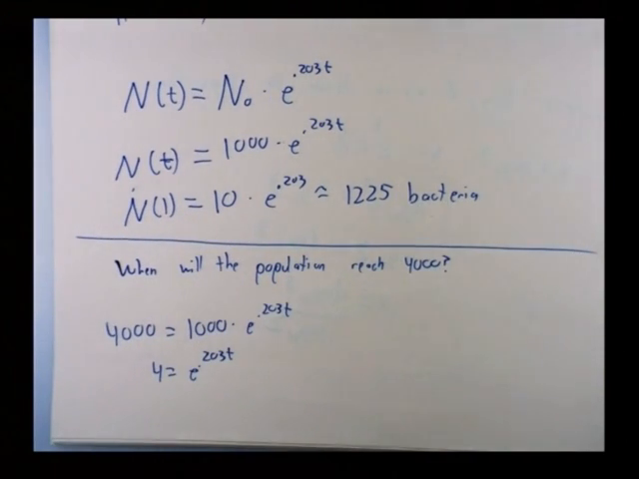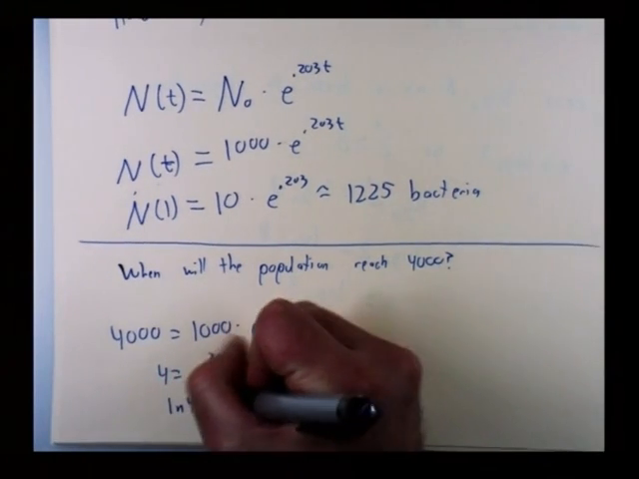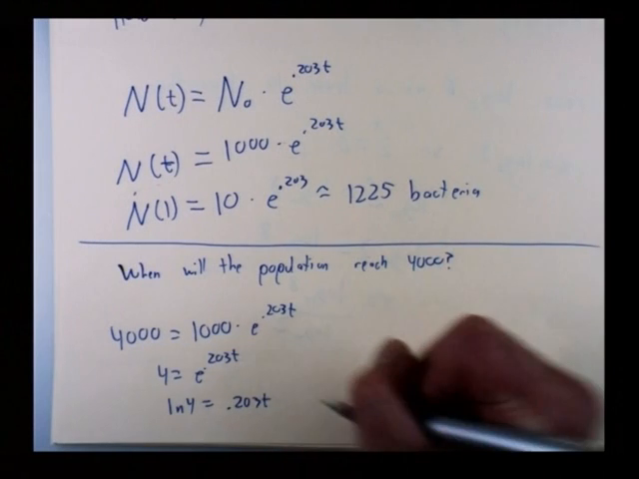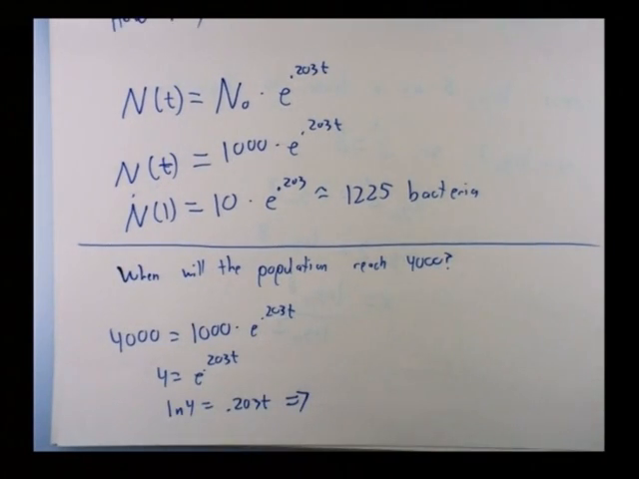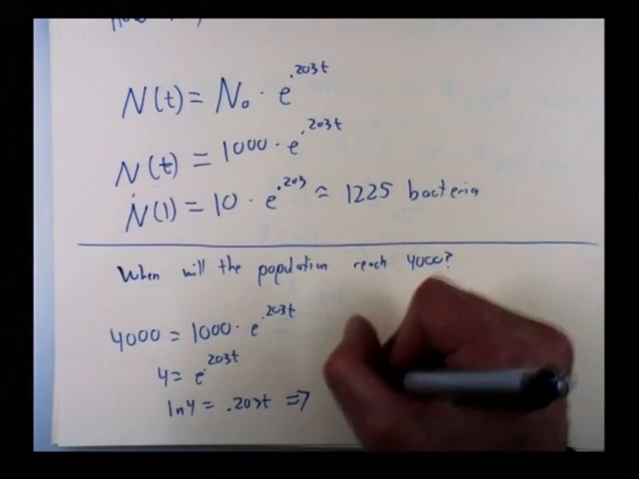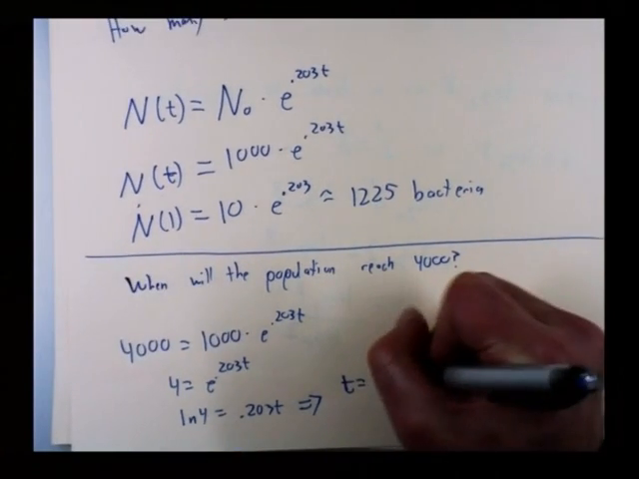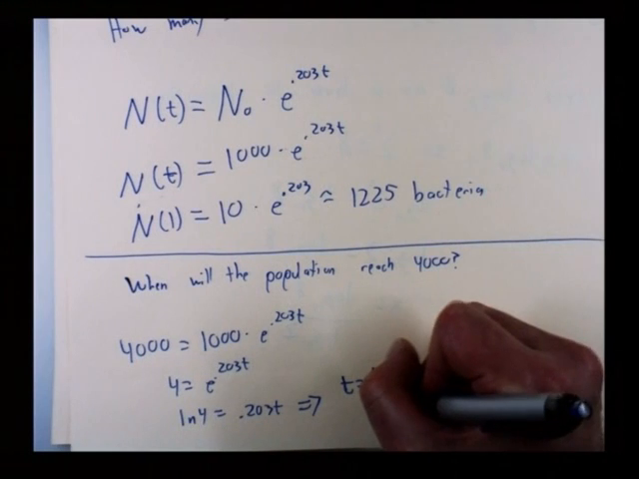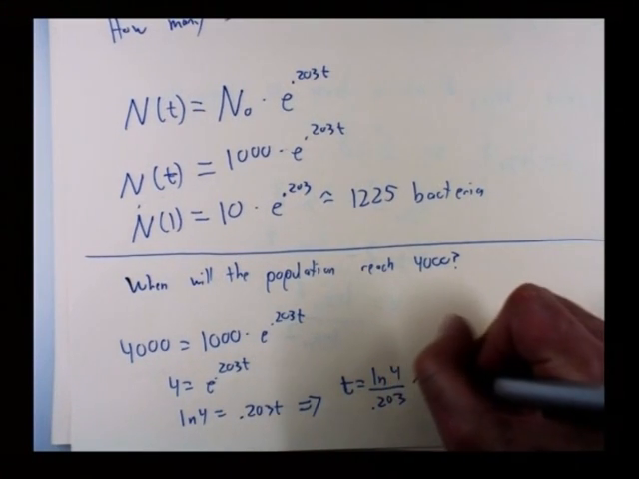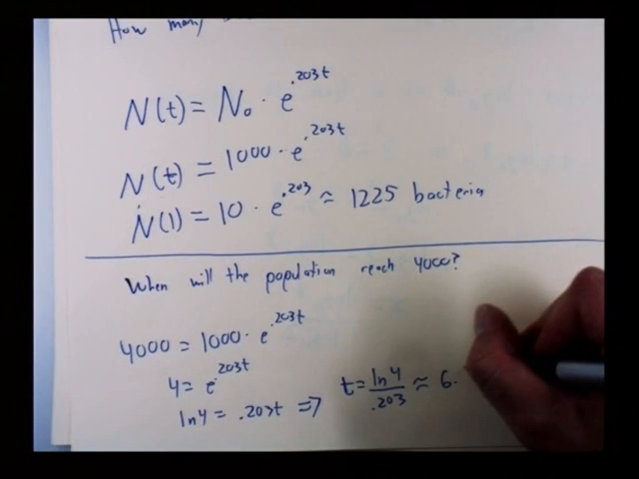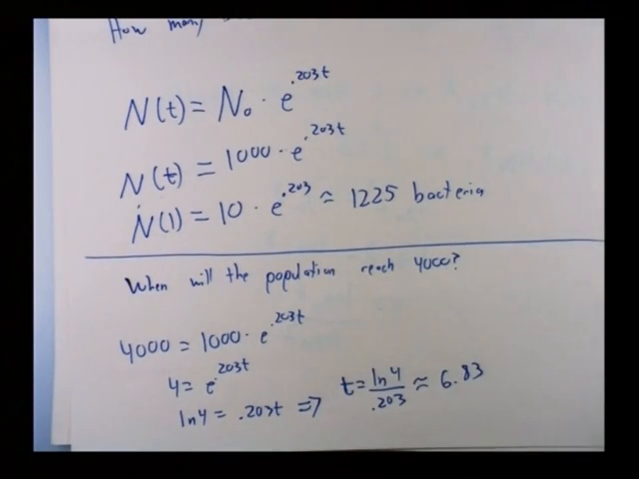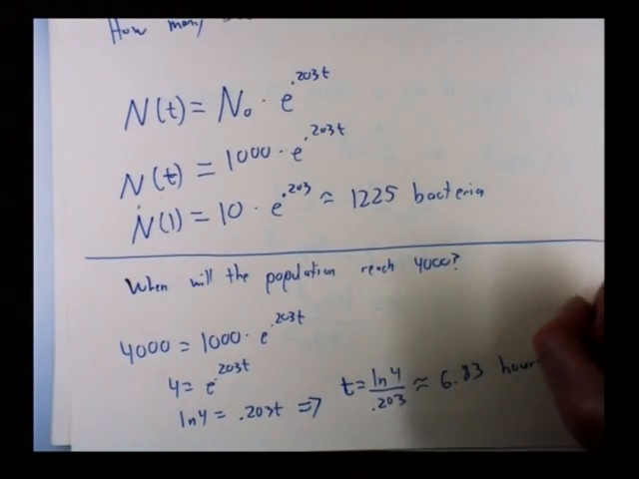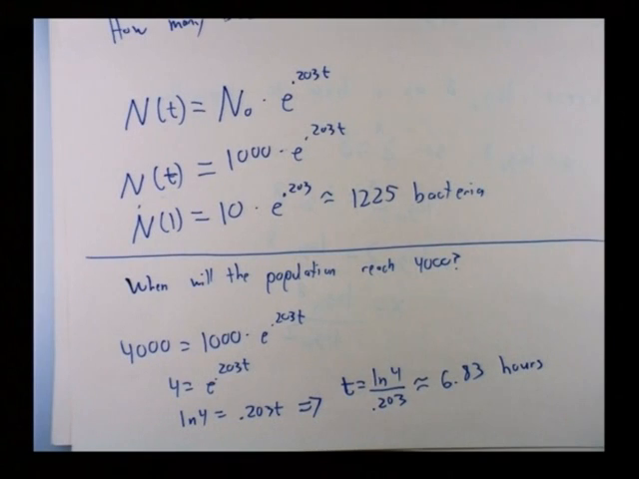I want to solve for t, so I'm going to have to take the natural log of both sides. The natural log of 4 then is equal to 0.203 t. This means if I divide by 0.203, I should have my answer. Let's see, t is therefore the natural log of 4 divided by 0.203, which is about equal to 6.83. And remember what we're talking about, time is measured in hours. This is what we're looking at in the problem. So after about 6.83 hours, after about 6 hours, 50 minutes or so, the population will reach 4,000.